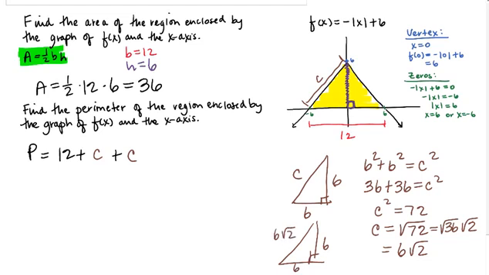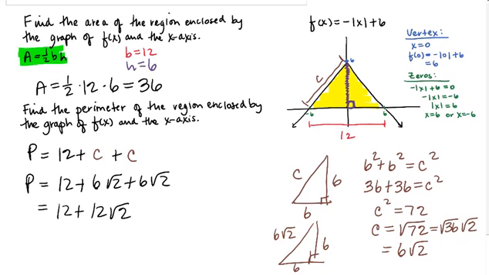All right, so now the perimeter is going to be equal to 12 plus 6 root 2 plus 6 root 2, which is 12 plus 12 root 2. Any issues there?